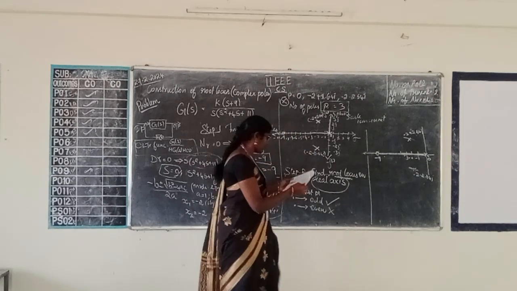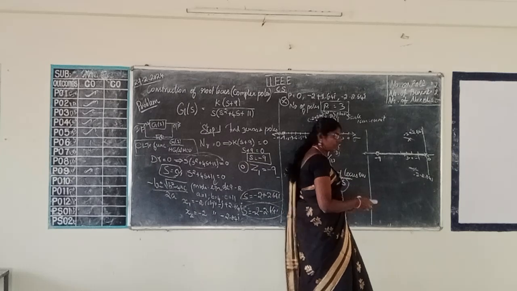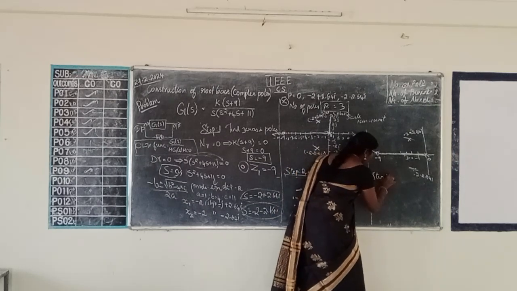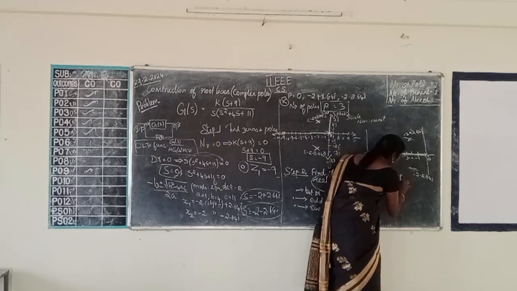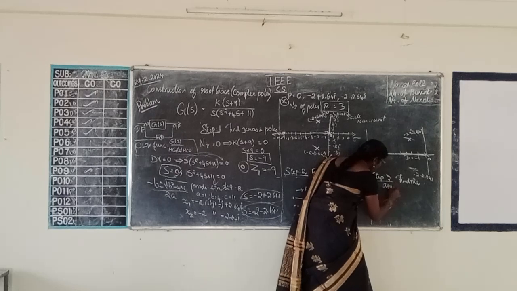Okay, and next, what do you have to do? Find the angle of asymptotes and the centroid. Step 3: what do you have to find out? Find the asymptotes and centroid.